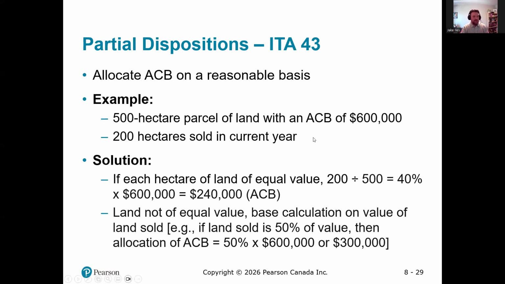So what we do is we figure out, well, what it cost us: $600,000. We need to find the portion of the cost that was sold. So 200 of 500 is 40%. 40% of $600,000 is $240,000. So that's the cost base of our sale. We held on to 60% of the land. We sold 40%. So our cost is going to use 40% of the amount.